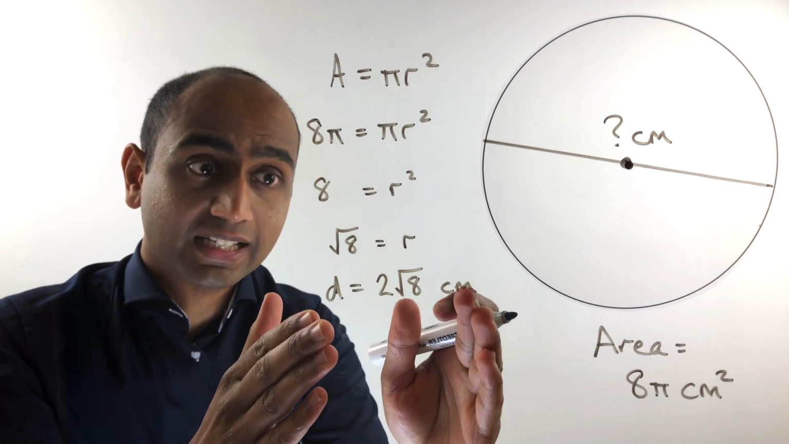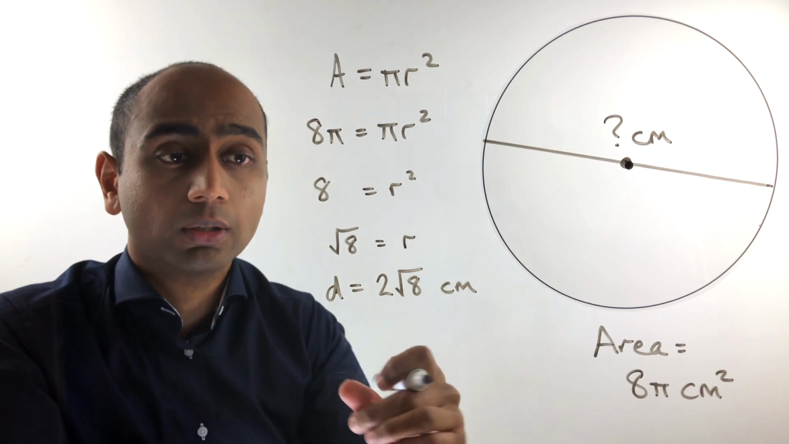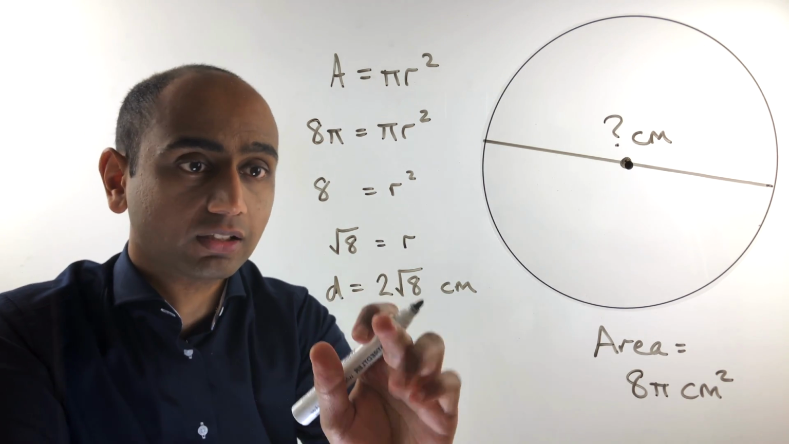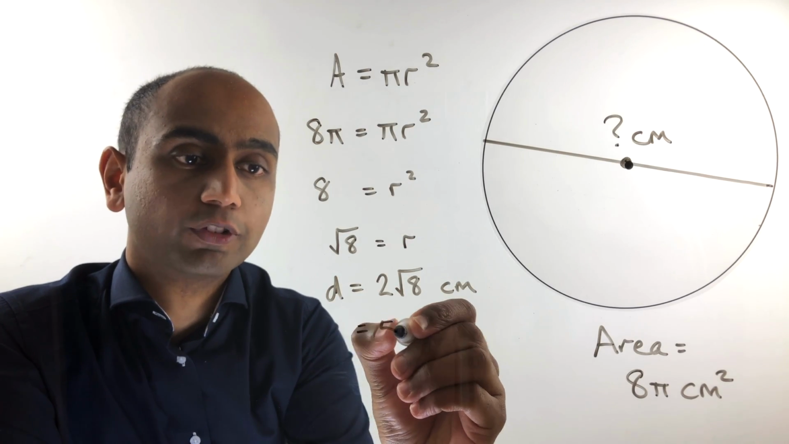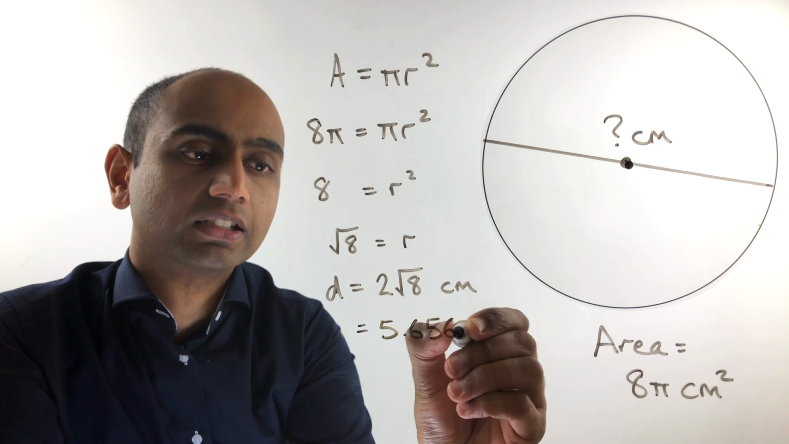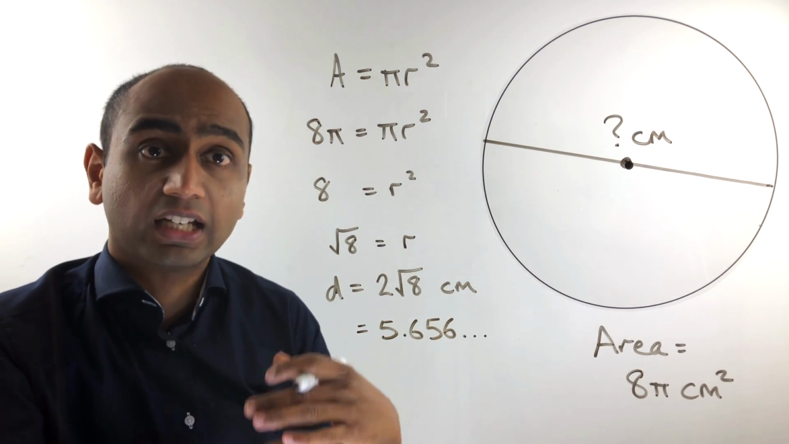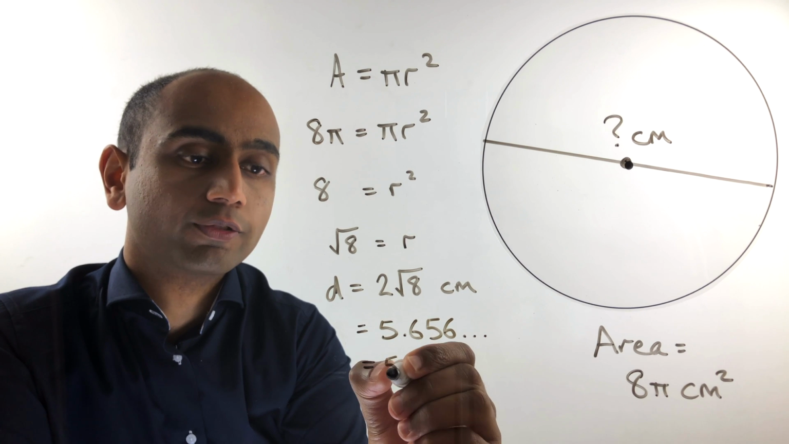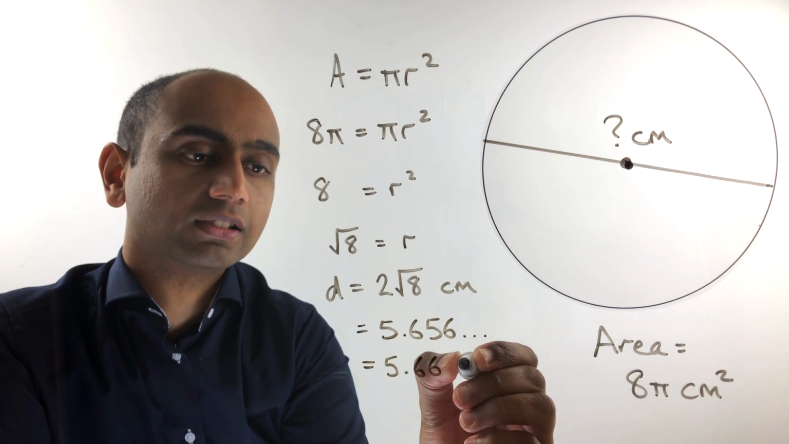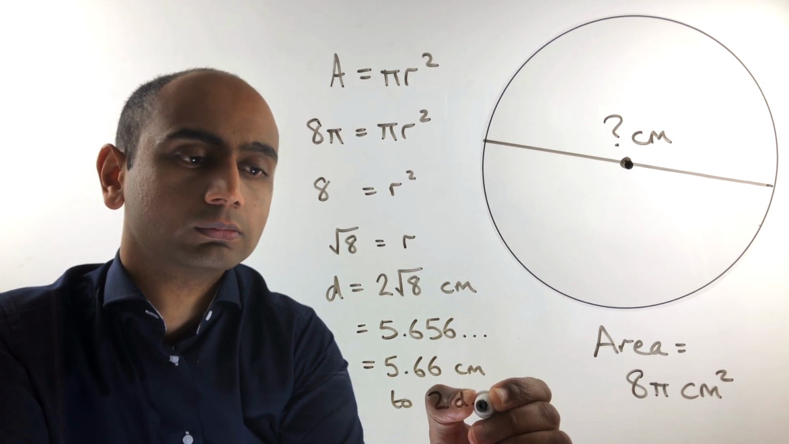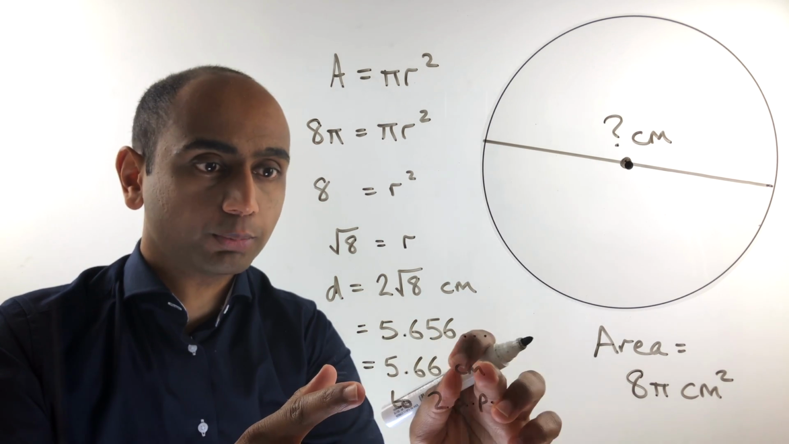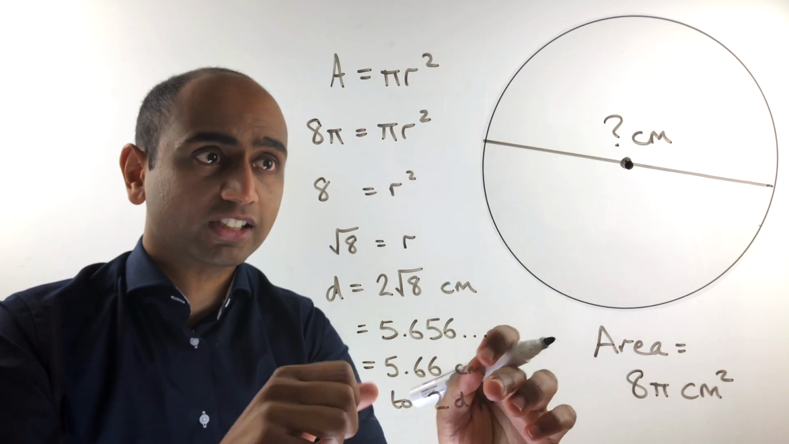Now, this is an exact answer. It's in surd form, but we can work that out numerically as well by popping that into our calculator. 2 times root 8. On my calculator, I get 5.656 with more decimal places, and rounding that to 2 decimal places, I get an answer of 5.66. So the diameter then is 5.66 centimeters to 2 decimal places.